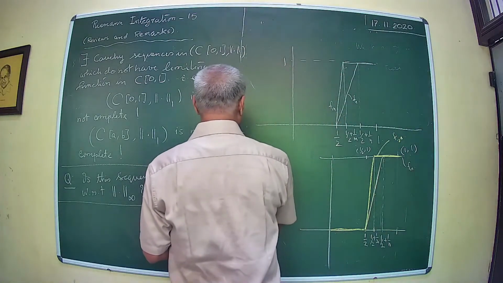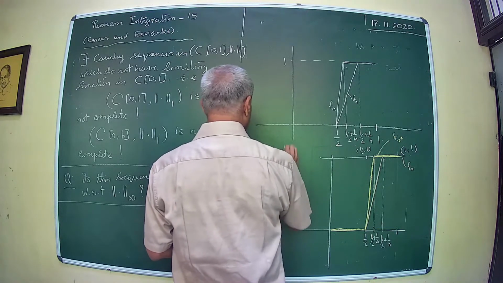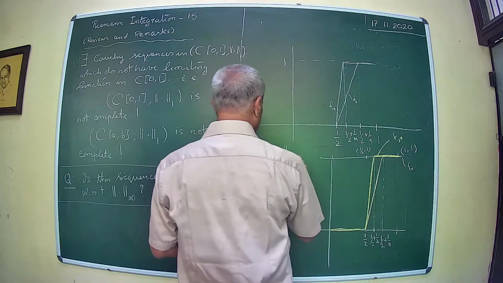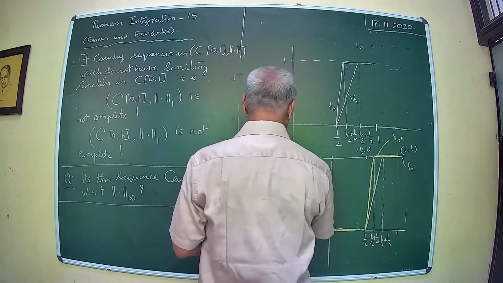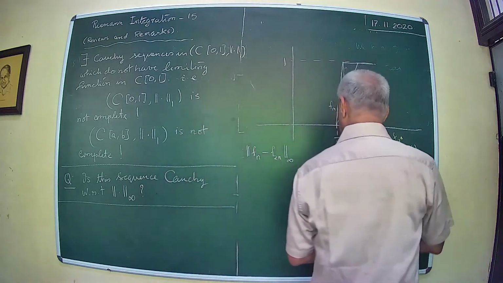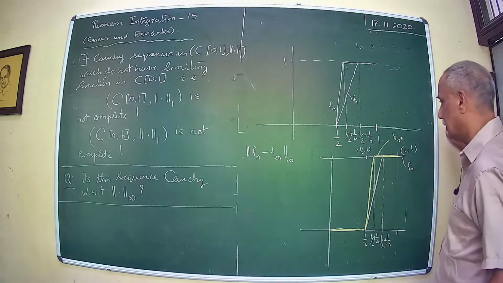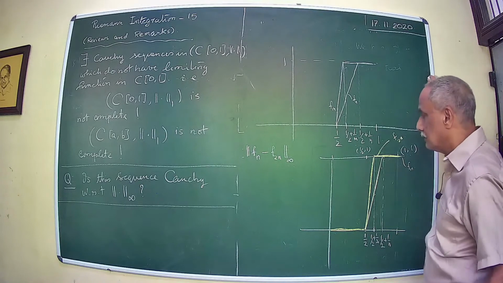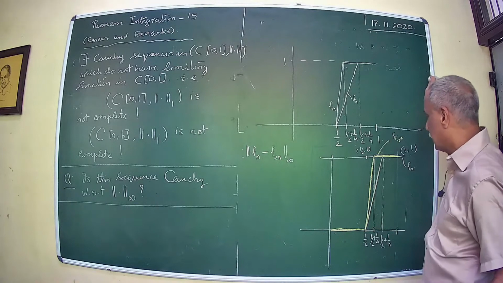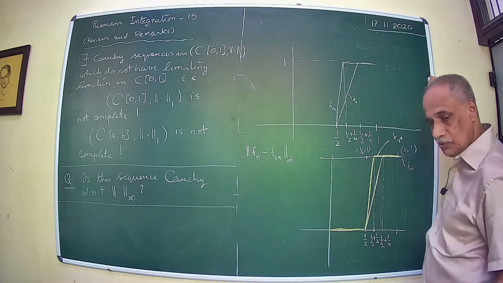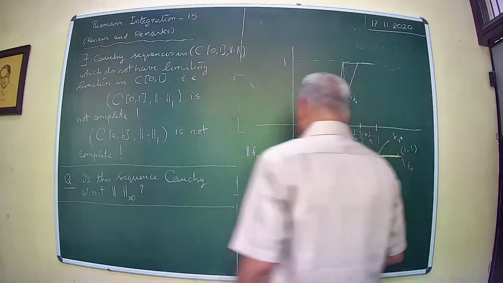What is the norm of it? It is the supremum of |f_n(x) − f_2n(x)|, x taken over 0 to 1. Now you see that if you carefully look, this is the kind of situation that you have.